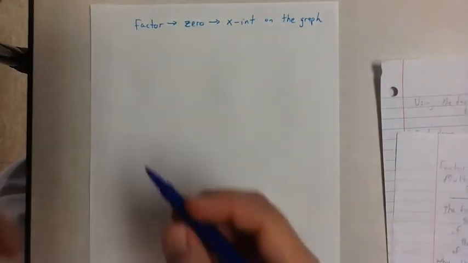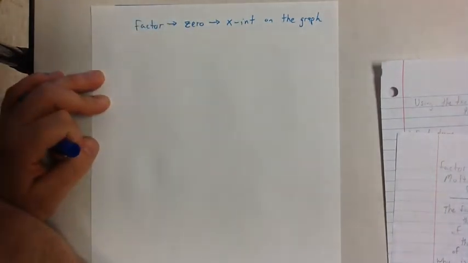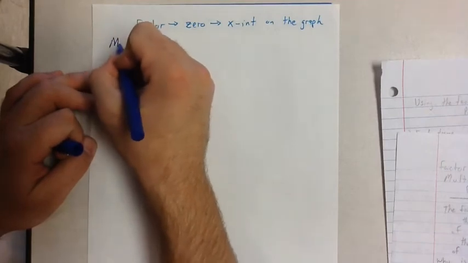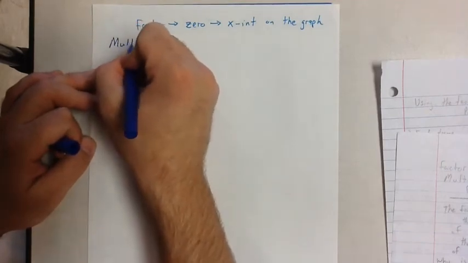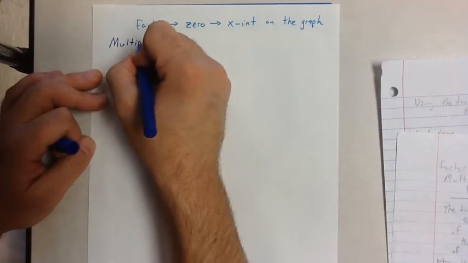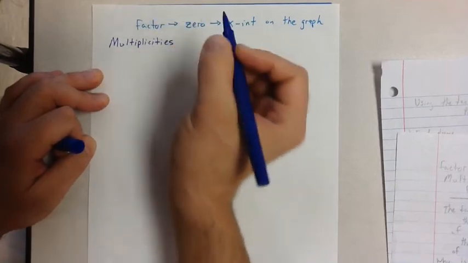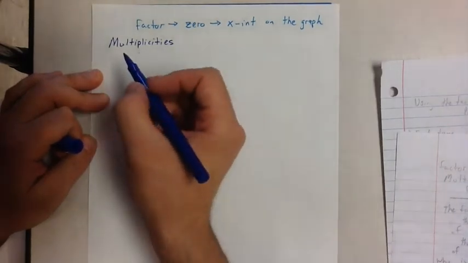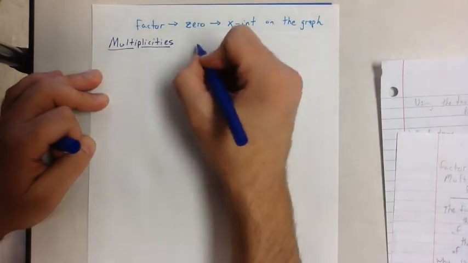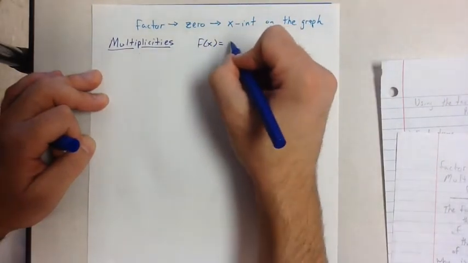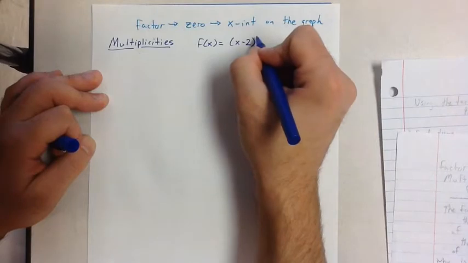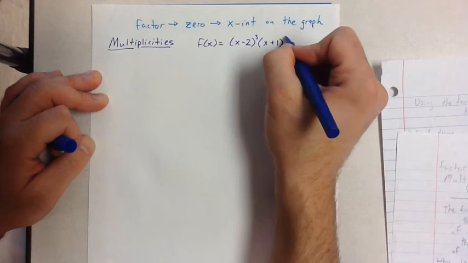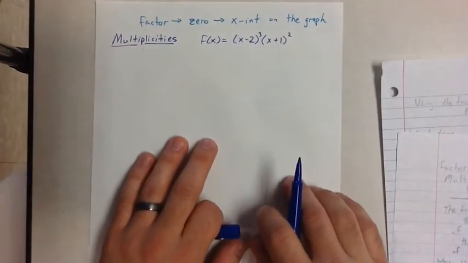Another term, this is going to be new for us, that we are going to be looking at leading into our goal of sketching a graph is a concept called multiplicities. It took me a while to figure out how to say this word correctly. To understand this word, let's look at the function f of x equals (x minus 2) cubed times (x plus 1) squared. So we have this function.